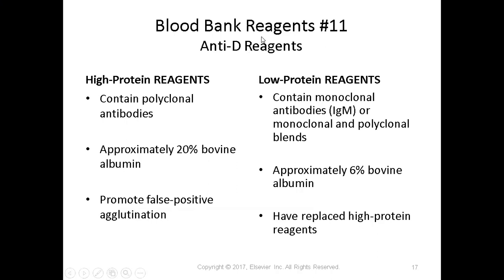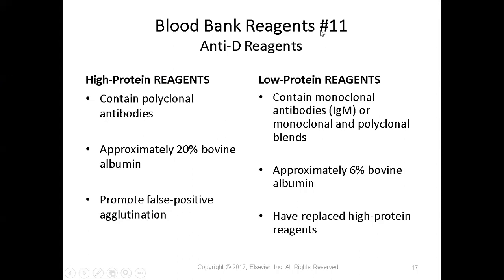Okay, so with the anti-D reagents, some are prepared as a high-protein reagent. And so they contain polyclonal antibodies with about 20% bovine albumin. And these high-protein reagents are the ones that we can sometimes see false positive agglutination with, where that reagent control would be very important to run alongside.